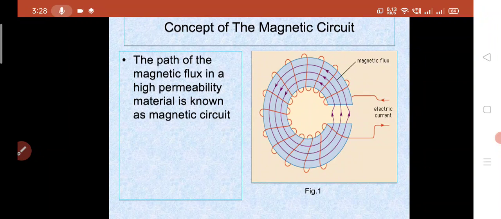The core is of uniform cross section A meter square with a mean length L meter and is excited by a winding having N turns and carrying a current of I amperes. This current develops a magnetic flux phi which completes its path through the core. See the diagram 1.